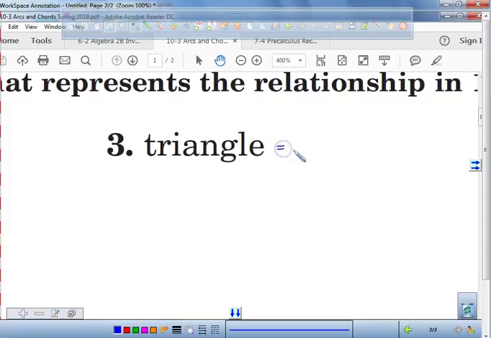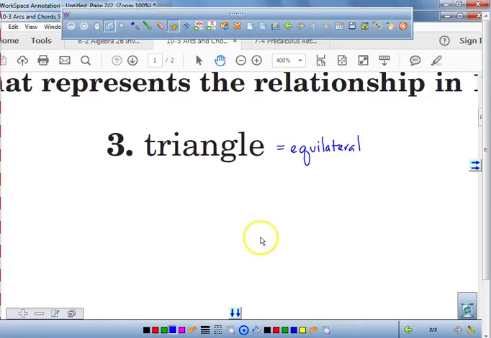Equilateral. So right here, if you would, write equilateral. An equilateral triangle has all equal sides and all equal angles. Okay? So, what I'm going to do is, once again, draw a circle.